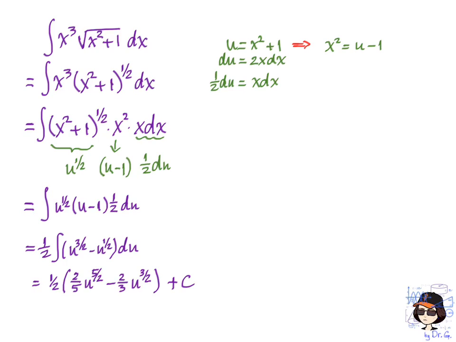And now don't forget that you have to go all the way back to x's. So we have to put x squared plus 1 in where we had all of those u's. So here's the answer.